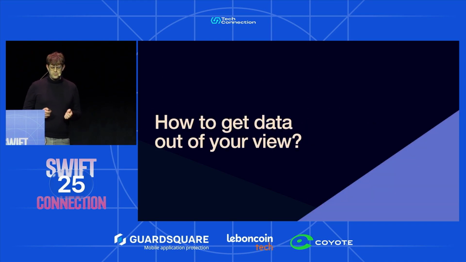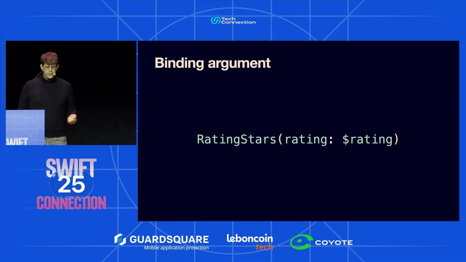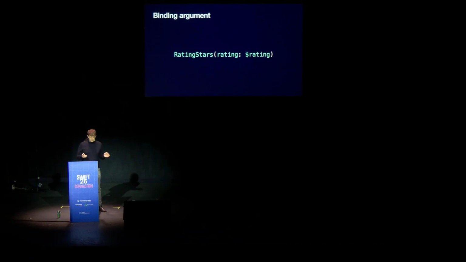So now you have seen how to put data inside of our view. How do we get data out of our view? So the first approach would be to use a binding. Binding is basically a read-write argument. You can read and write on it, and it will make this component behave like a control. Like the view itself can change the value, and you will get it out.